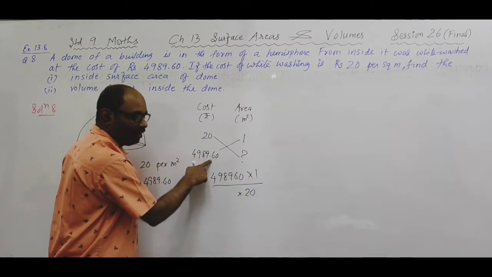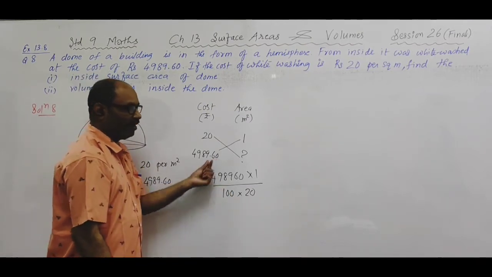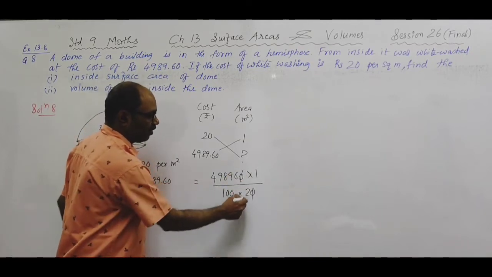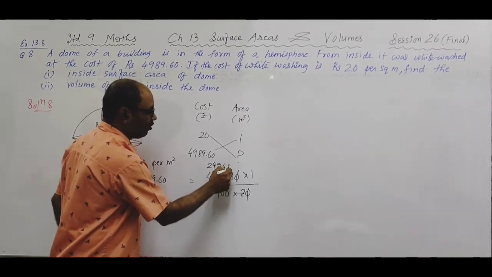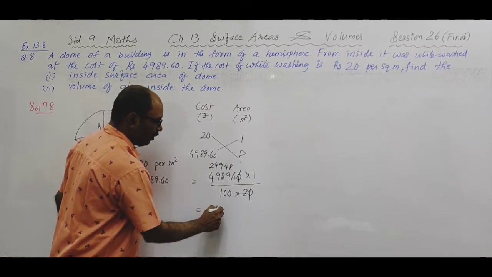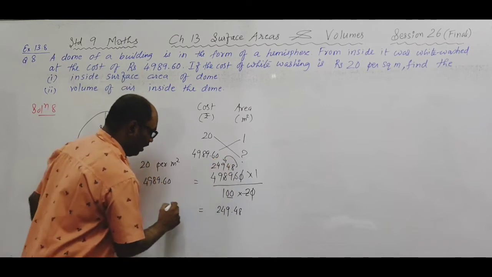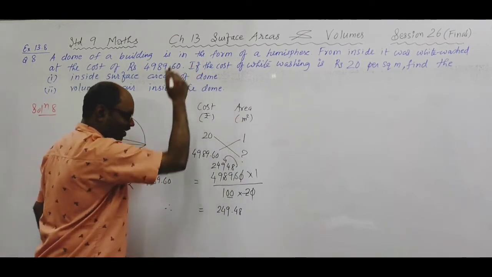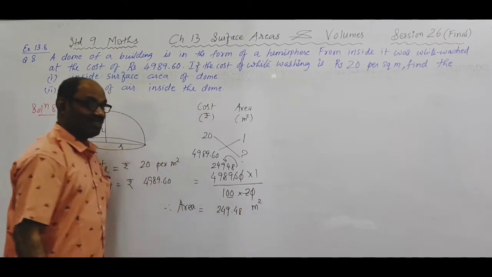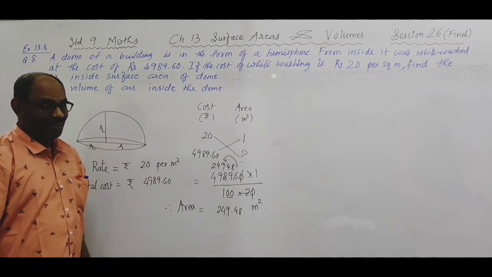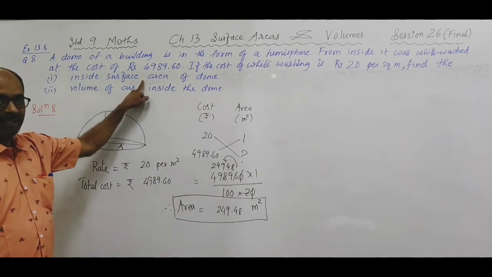Children, I have removed the decimal, so 2 digits after that, so upon 100, not 10. Now I can cancel this 0. 2 2s are 4, 2 4s are 8, 2 9s are 18, 2 4s are 8, 2 8s are 16. So that is 249.48 upon 100. Therefore, where is the question mark? Area, so many meters square. You got the area. I'll put it in the box. That is my first goal, and it is achieved.